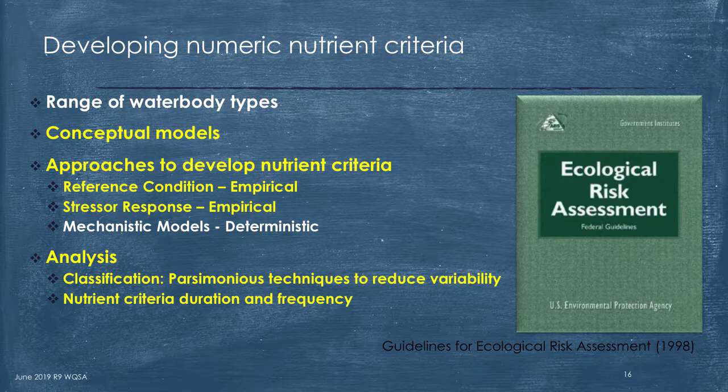Figure out how you're going to approach it, whether it's going to be a reference condition approach, a stress response, or some sort of mechanistic model. And do your analysis to figure out whether you can just have one big nutrient criteria for the entire state, or whether you have to break it up. And there are lots of different ways to break it up. As I said, some are just eco-regional and some are more fancy statistics.